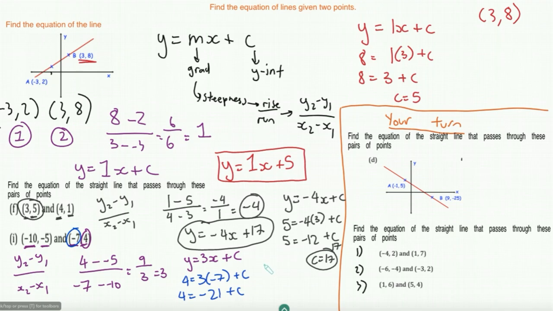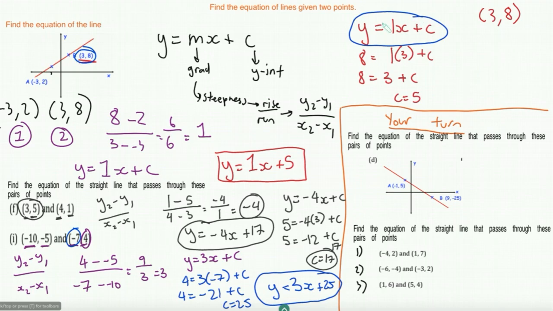So negative 21 plus something is 4. Negative 21 to 0 is plus 21. From 0 to 4, it's plus 4. So 21 plus 4 is 25. The y-intercept is 25. And therefore, our final equation is y equals, well, our gradient is 3, so 3x plus 25. And this is the equation of the line that cuts through (-10, -5) and (-7, 4). So step 1, you find your gradient by using y2 minus y1 over x2 minus x1. And then, to find the y-intercept, you choose either coordinate and plug it into your equation so far, and you'll find c.